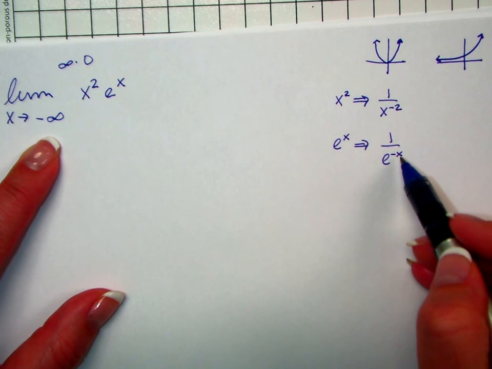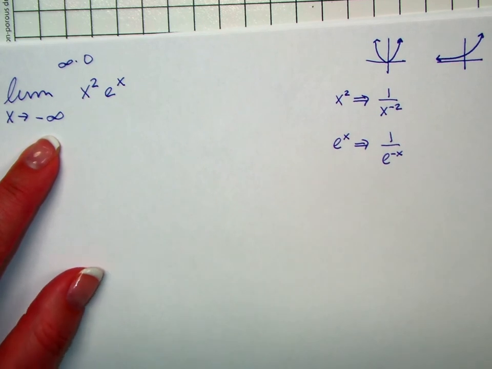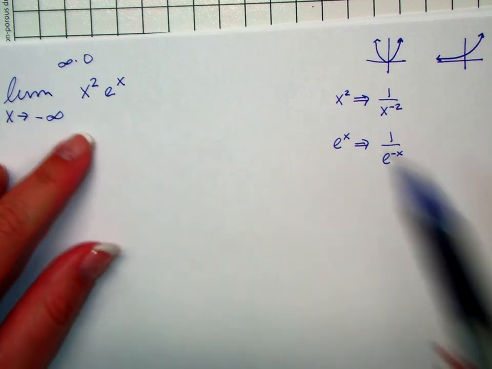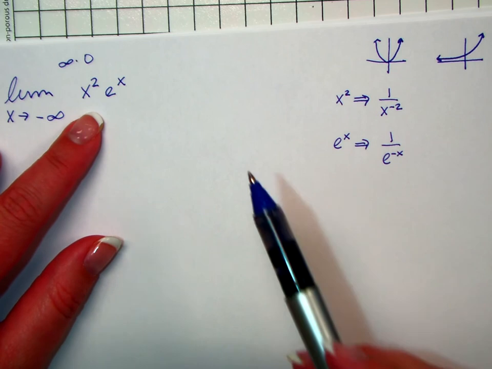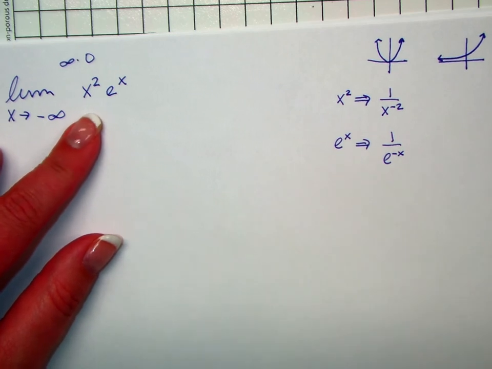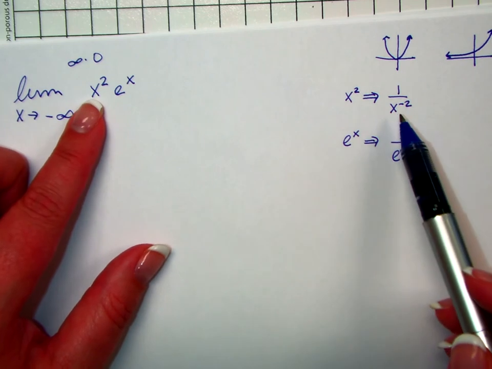Because if I wanted to bring this up, I would get e to the x. Right? Now, which one do you move? Right? This one here, it is tempting to move the wrong one, but it'll be really obvious on the second L'Hopital's rule that you move the wrong one. All right? So you got to pick.